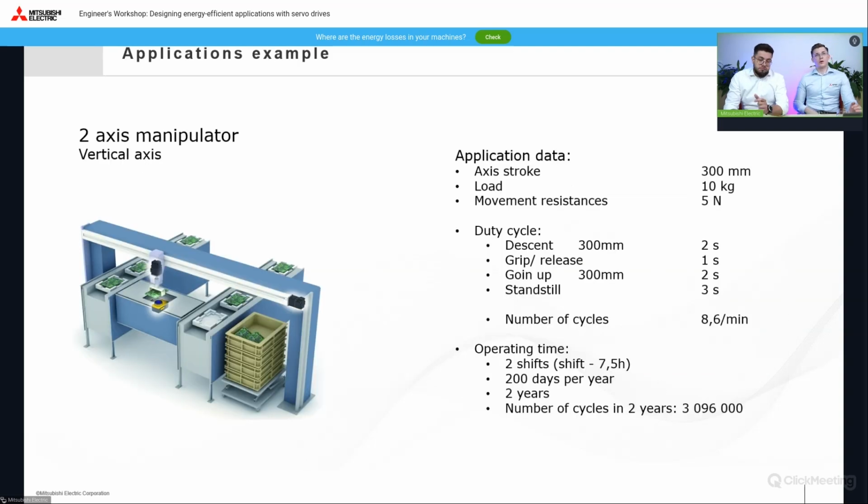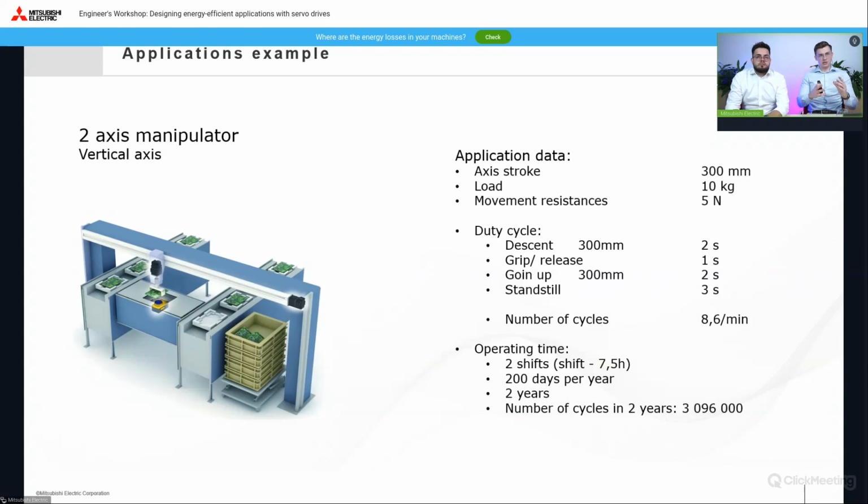Yes. So we have two examples of the same machine. This is a two-axis manipulator. In this case, we will be talking about the vertical axis. We will be calculating different types of mechanics for the data shown on the screen. And of course, we will assume that the same job can be done with different configurations of components and transmission systems, and we want to compare what will consume the most energy. So we have different transmission systems, like the belt, like the ball screw, and so on.